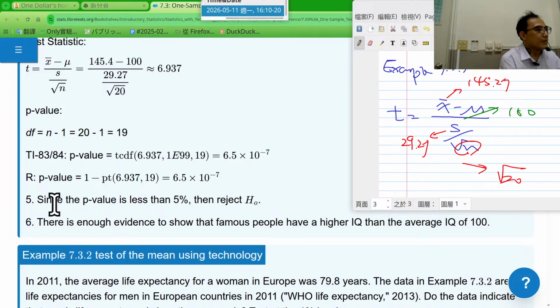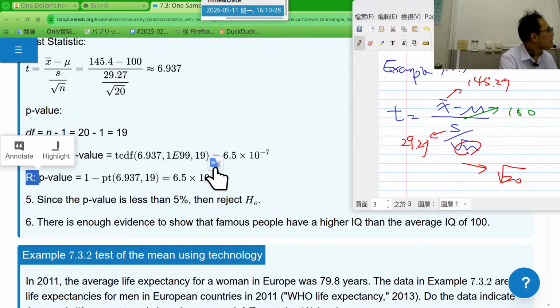And how can you know? How can we get the p-value, 1 minus this? We need to check another table.